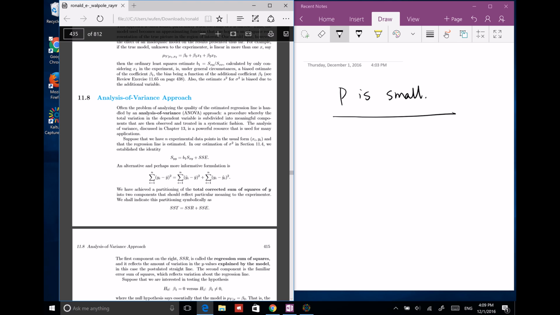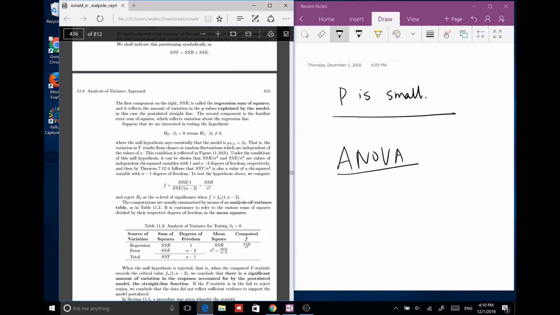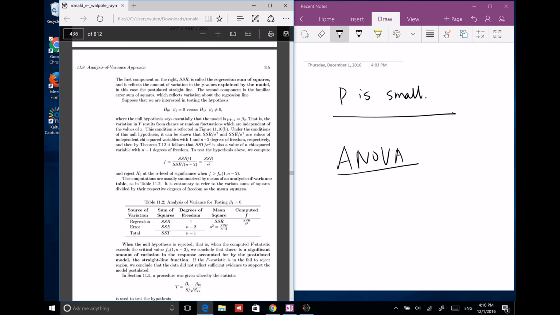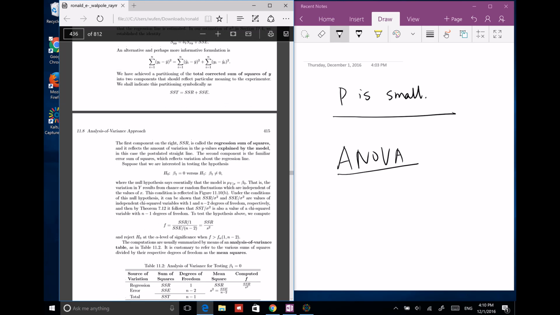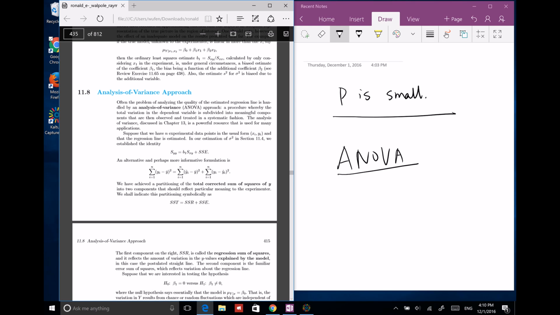It's called the ANOVA approach. Basically, we find the correlation or covariance coefficient. Okay, so we're going to see if the relationship is linear or nonlinear. A procedure whereby the total variation in the dependent variable is subdivided into meaningful components of variance is called ANOVA analysis. In your Excel or StatCrunch, you also have the ANOVA analysis. You can see that. Basically, it tells you if it has a linear regression or not.